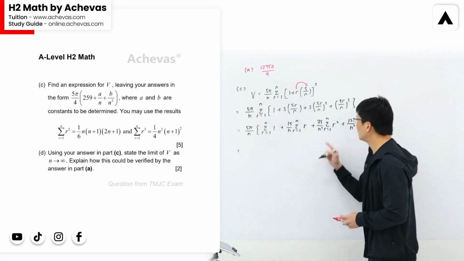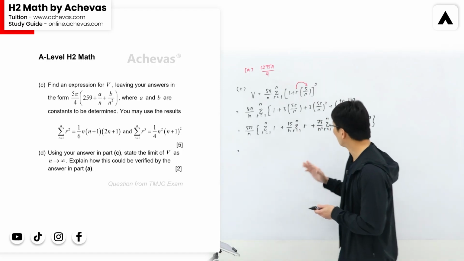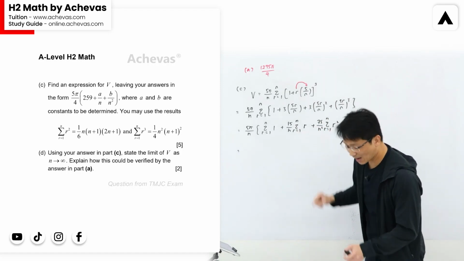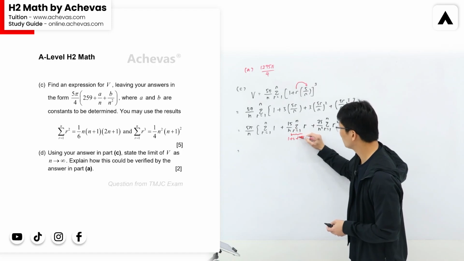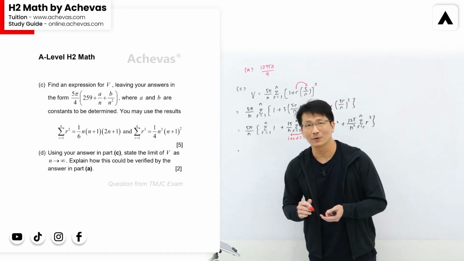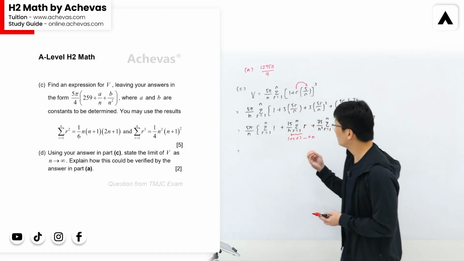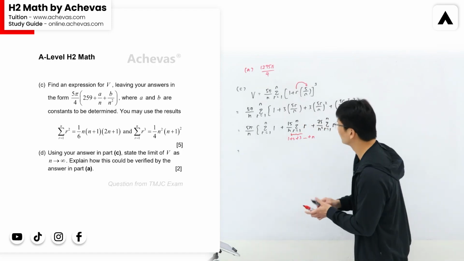As for these two terms, we can just make use of the result they've given us. But for this one, I can see that actually this will end up to be something like 1 plus 2 plus 3 all the way until n. So it will in fact end up with an AP. So for AP, we can use the formula for sum to n terms, n over 2 (a plus L).